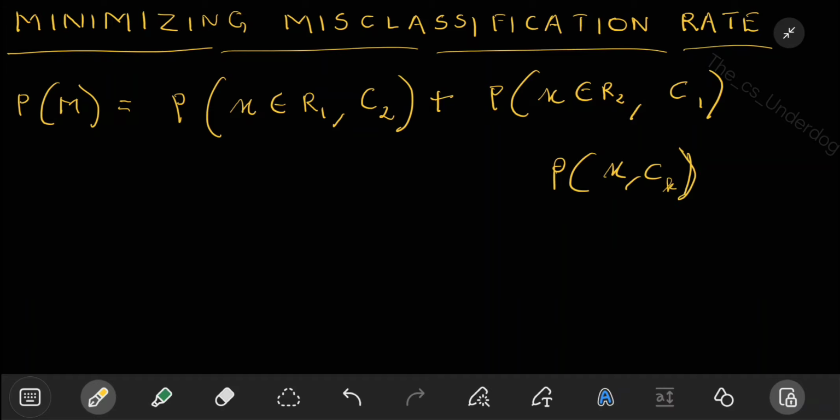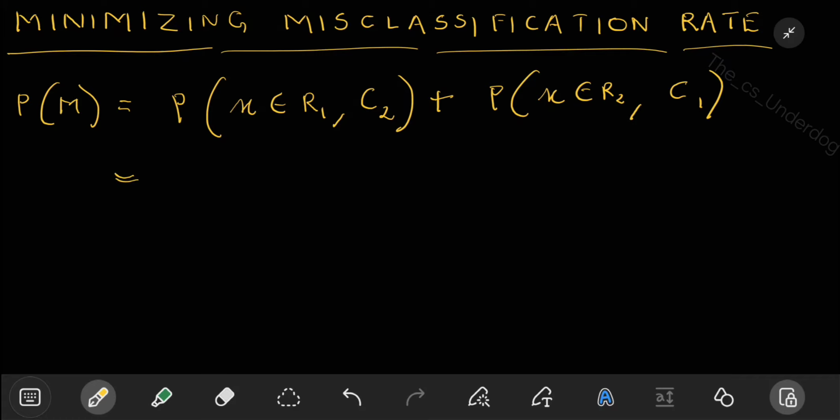I'm writing this because, what does this mean? The joint probability of X and Ck happening together. That is, X belonging to R2 and classification into C1, both happening together. Whatever is the probability of that, that is the probability of mistake, right? Understood? How can I express this?